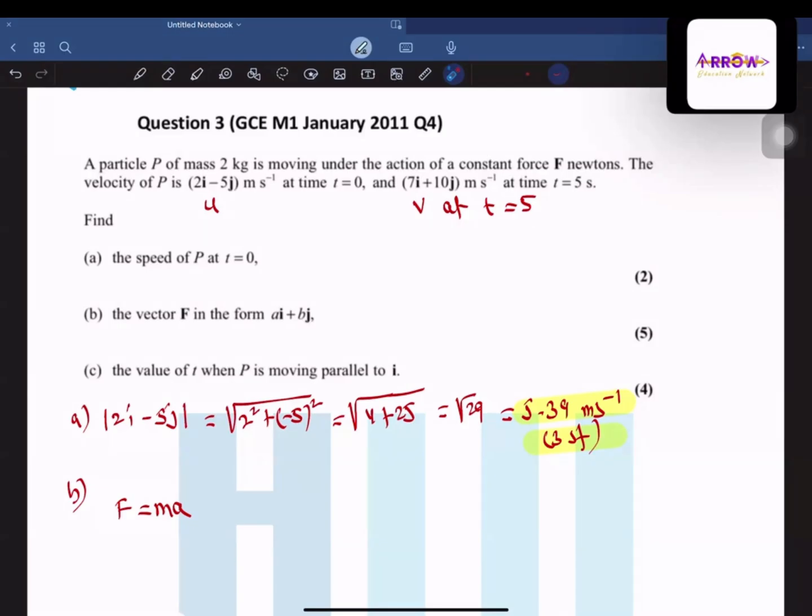And for that purpose, what we know is that the initial velocity vector is given to us in the question, and the final velocity vector is given to us in the question, and time t is given to us. So we can find the acceleration vector by using this equation, v equals u plus at. So v is 7I plus 10j, and u, the initial velocity vector, is 2I minus 5j. Acceleration is unknown to us and time is 5 seconds.